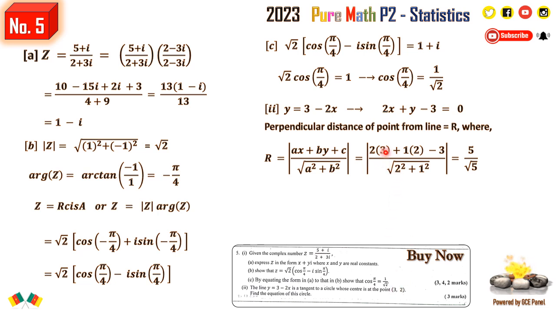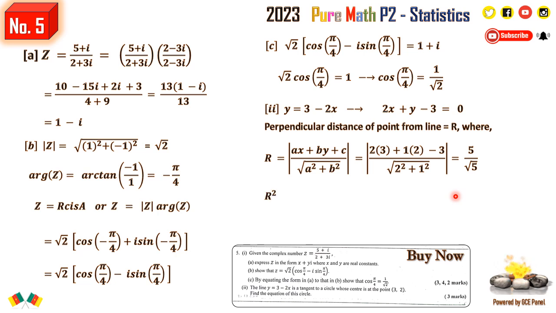So we have 2 into 3, plus we have 1y, so 1 times 2, where 2 is the y value at the center of the circle, minus 3. All this over the root of the sum of squares of the coefficients, that is x squared plus y squared. The coefficient of x is 2, the coefficient of y is 1, you square it. So this is going to give us 6 plus 2, 8 minus 3, 5 on root 5. So 5 on root 5, that's the radius of the circle.